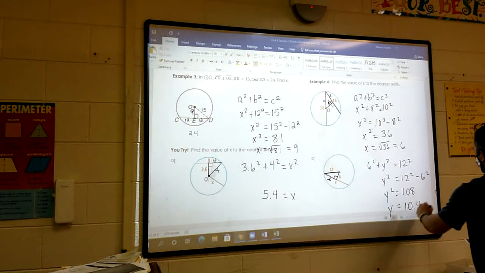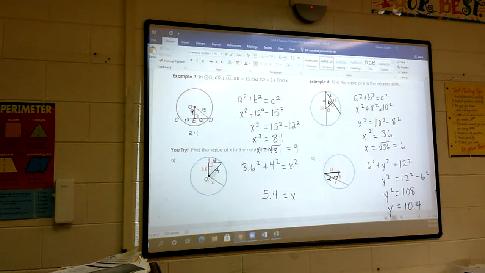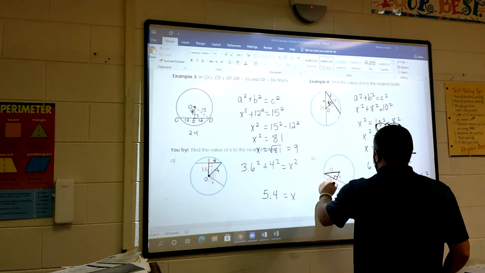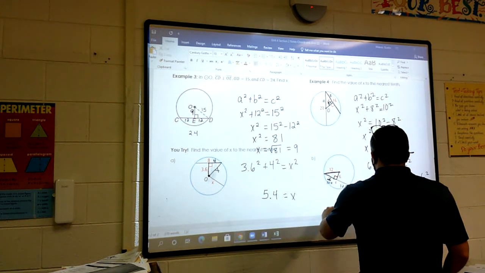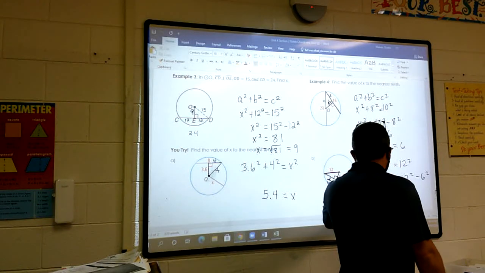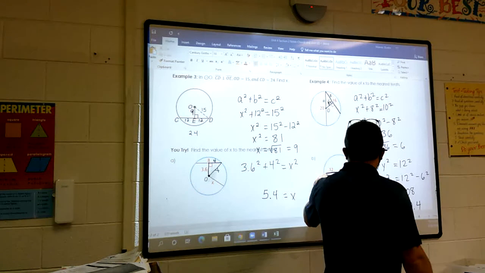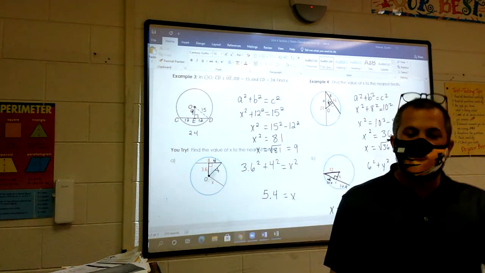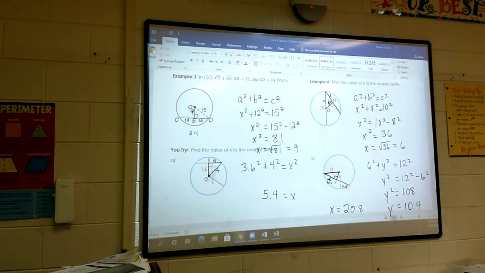So 10.4 is that part, but we want the whole length to solve for x. So this part is 10.4, so that means this over here is 10.4. So x is going to equal what? 20.8 all the way across. So the whole chord, because we want all the way across. So we found that part of the triangle, which is half of that chord, but we want it to be all the way across there. So it's going to be 20.8.